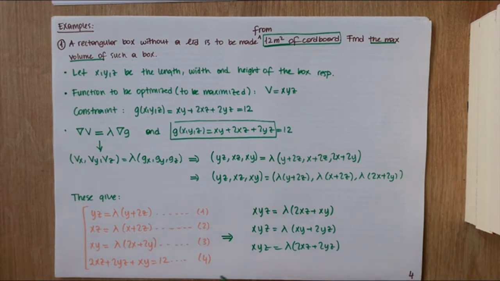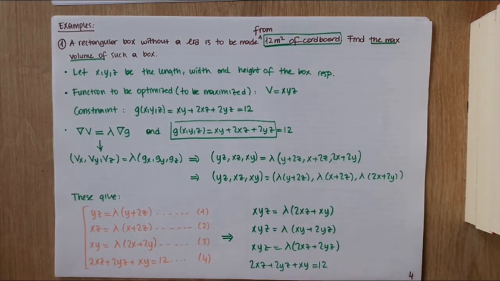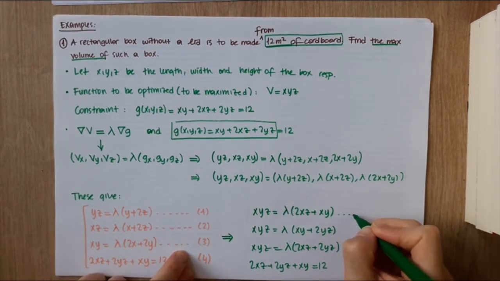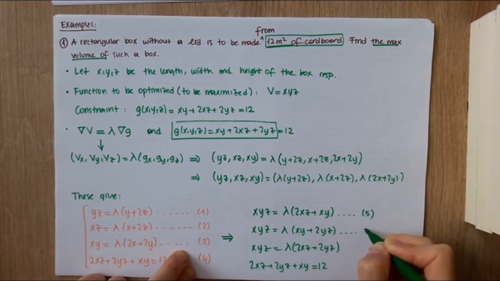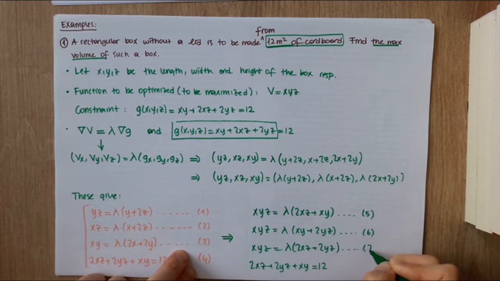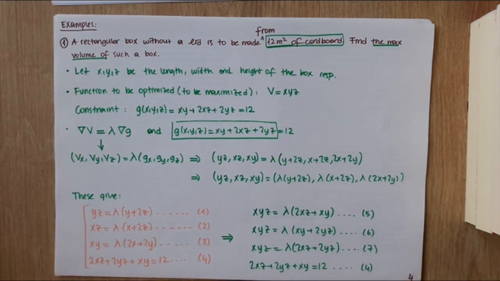Okay, and this is the same here. So I have 2xz + 2yz + xy = 12. Let's call this equation 5, this 6, and this 7, and this is still 4, because we didn't make any change here. First of all, we should observe that here lambda cannot be equal to 0.